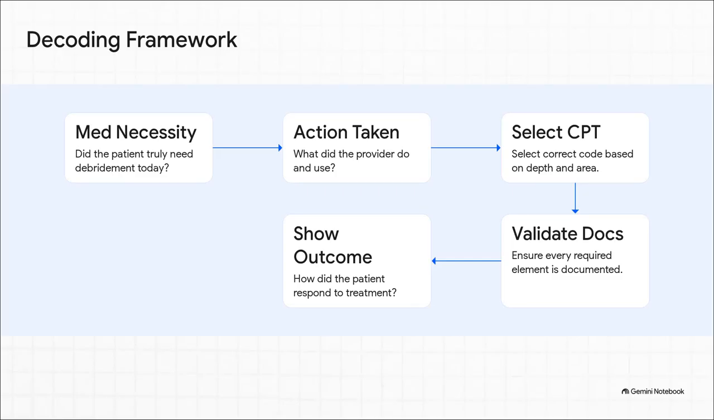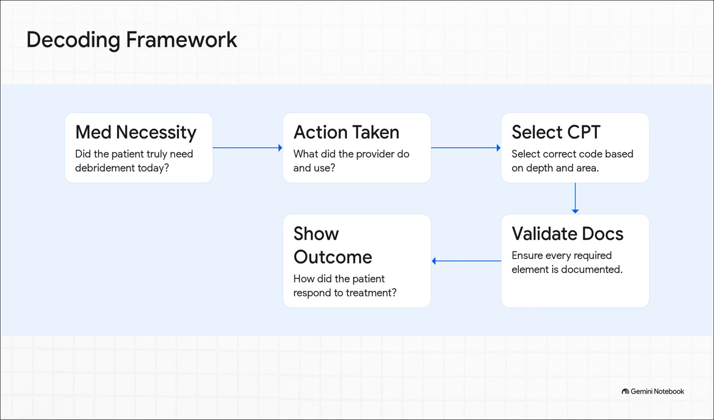When we're evaluating raw clinical notes, we can't just guess. We need a rock-solid, highly structured approach to translate abstract compliance rules into practical, audit-proof coding. Think of this as your ultimate clinical storytelling checklist. First up, establish medical necessity. Did this patient truly, objectively need debridement today?